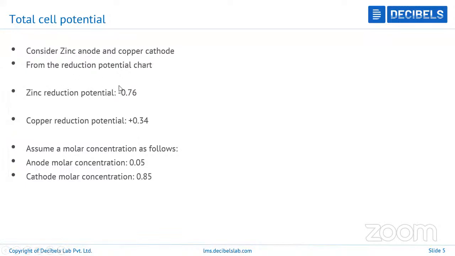Okay, so from the reduction potential chart, which we saw previously, we know that zinc's reduction potential is at minus 0.76 volts. And copper's reduction potential will be at plus 0.34 volts. Okay, so please do note these values down. And also, you can note down the anode and cathode molar concentration values. So this will be 0.05 molar and 0.085 molar. Okay, so this is your active material concentration.